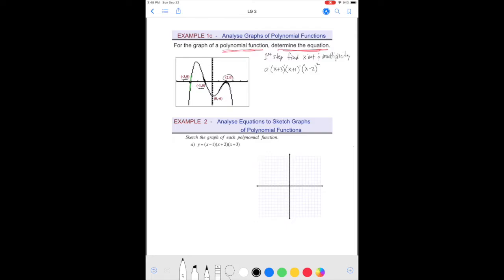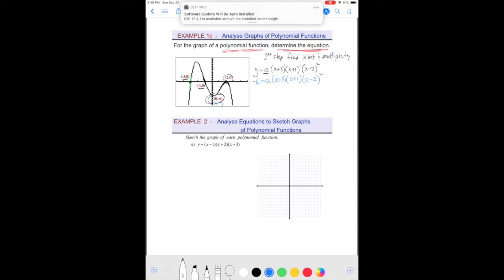Now we're going to put an a in, put a y in, and an equal sign. Now we are going to use this y-intercept to find the leading coefficient a. So we're going to plug and chug. Remember, this is your y, this is your x. So it's negative 6 equals a times (0 plus 3)(0 plus 1)(0 minus 2) squared.